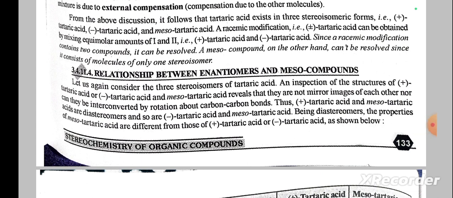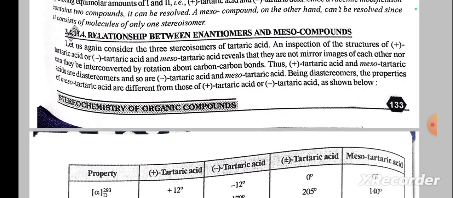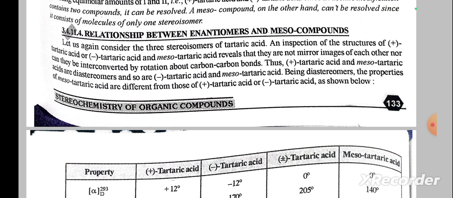Let us again consider the three stereoisomers of tartaric acid. An inspection of the structures of positive tartaric acid, negative tartaric acid and meso tartaric acid reveals that these are not mirror images of each other, nor can they be. They are interconverted by the form rotation about the carbon-carbon bond.